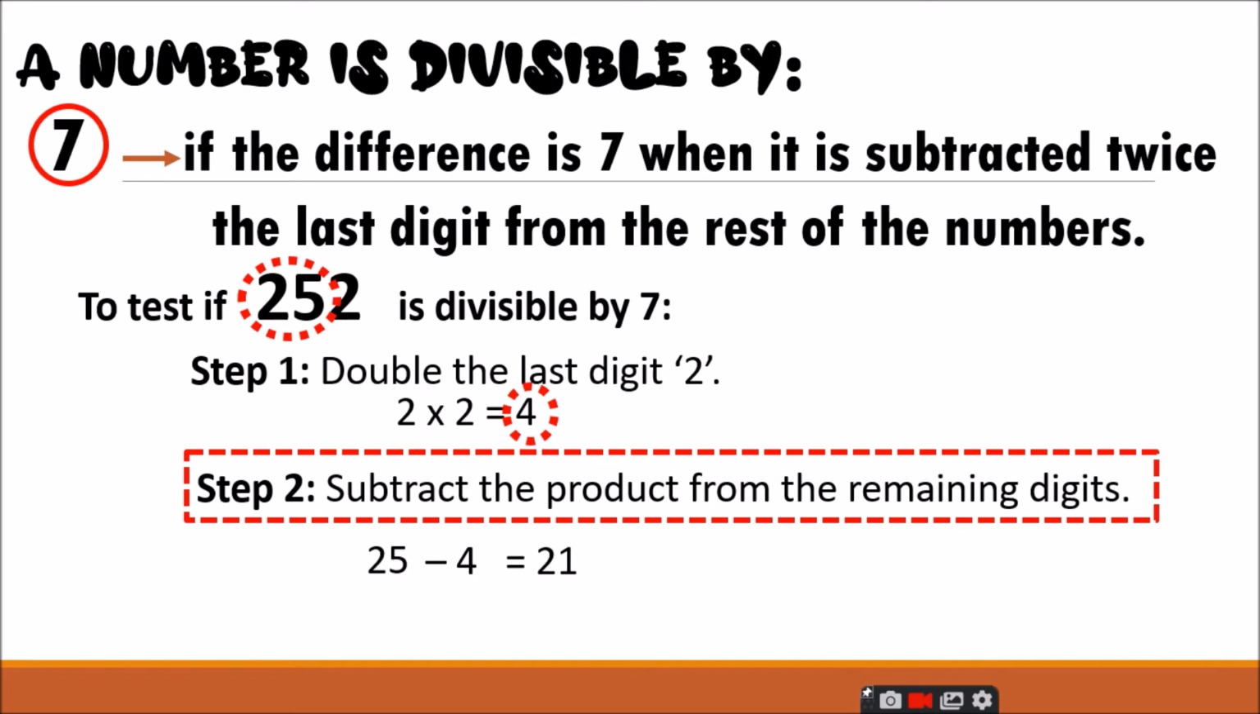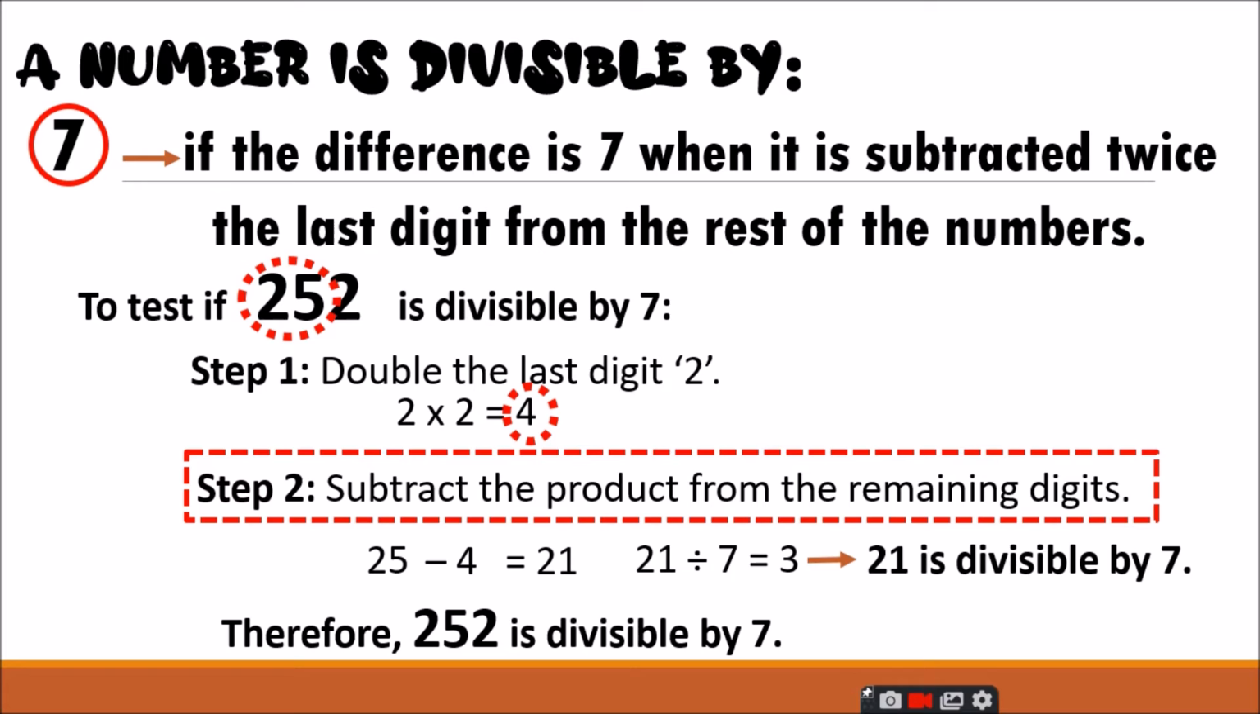And let's find out if 21 is divisible by 7 by dividing it. So 21 divided by 7 is equal to 3. And that's why we can say that 21 is divisible by 7. Therefore, 252 is divisible by 7.